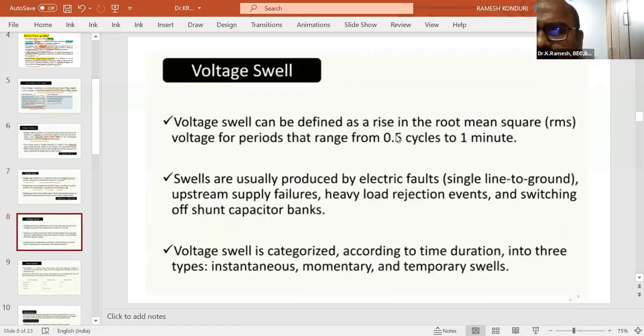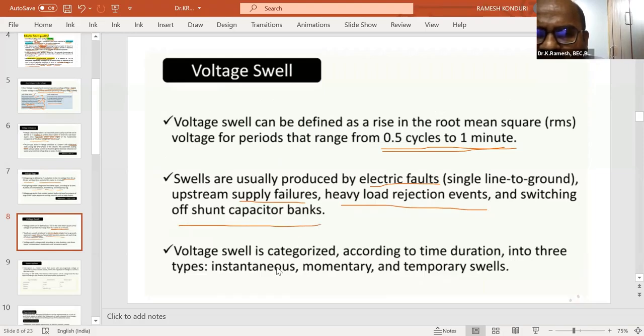So swell is a rise in the root mean square voltage for a period ranging from 0.5 cycles to 1 minute. These are produced by electric faults such as single line to ground faults, upstream supply failures, heavy load rejection events, and switching off shunt capacitor banks. These are categorized according to the duration into instantaneous, momentary, and temporary swells. That is how they can be classified.